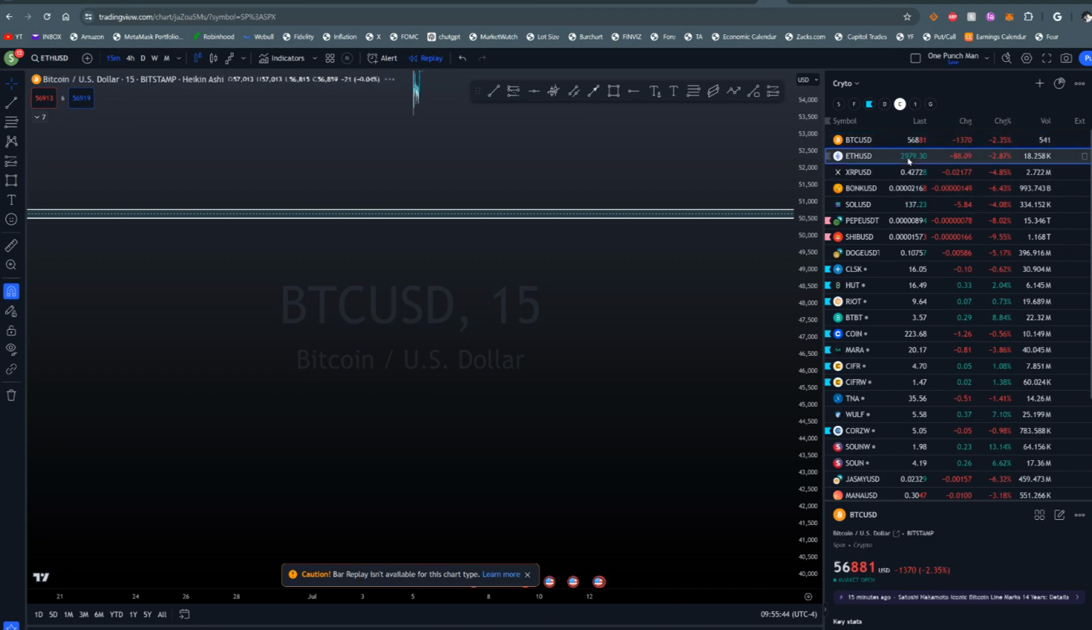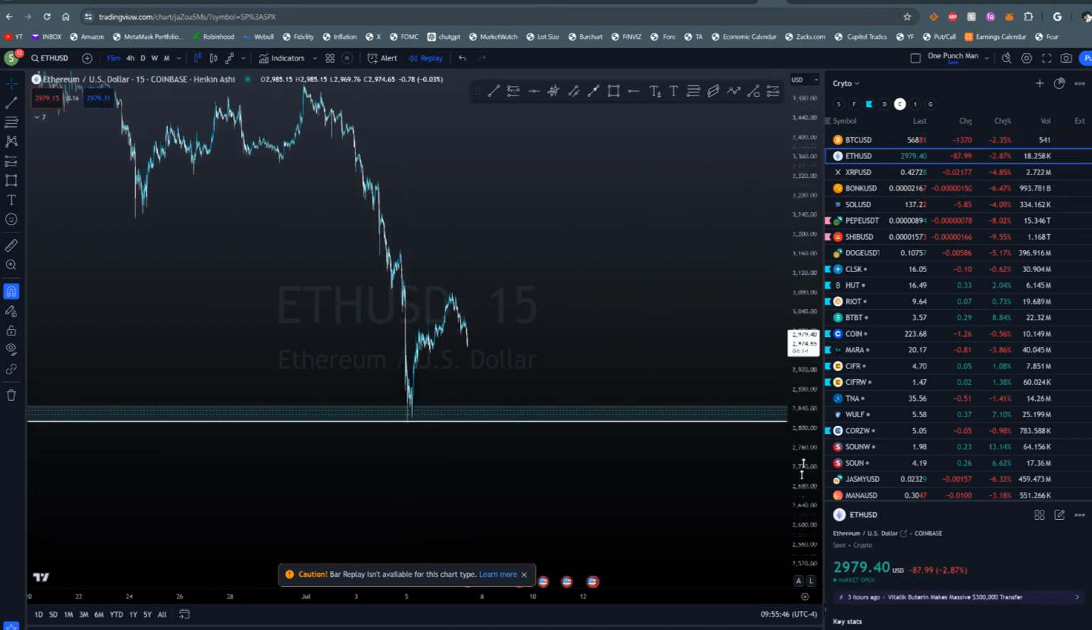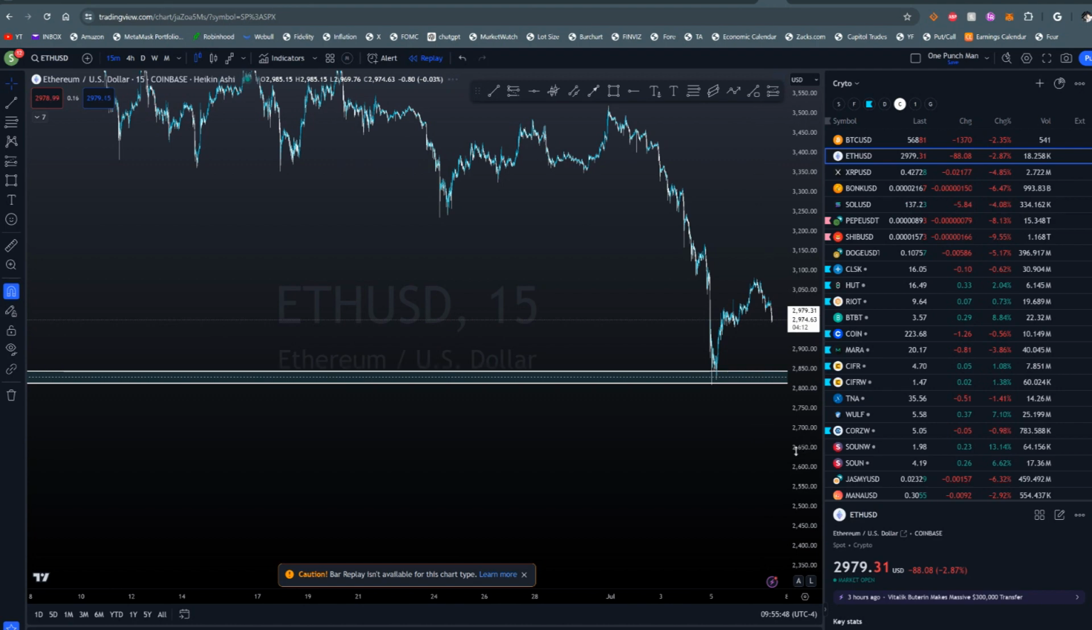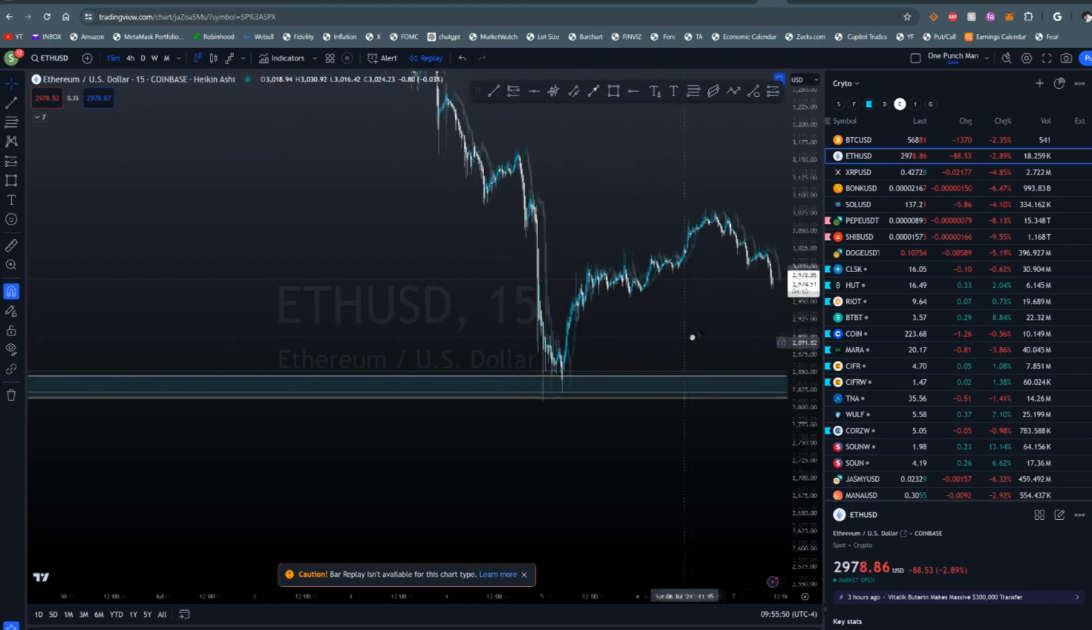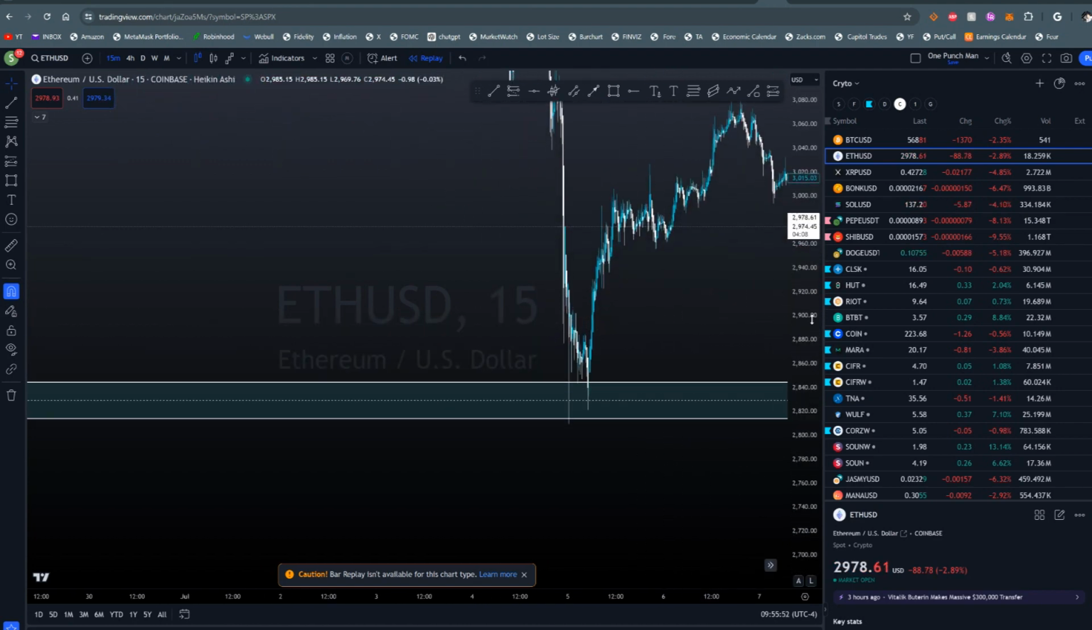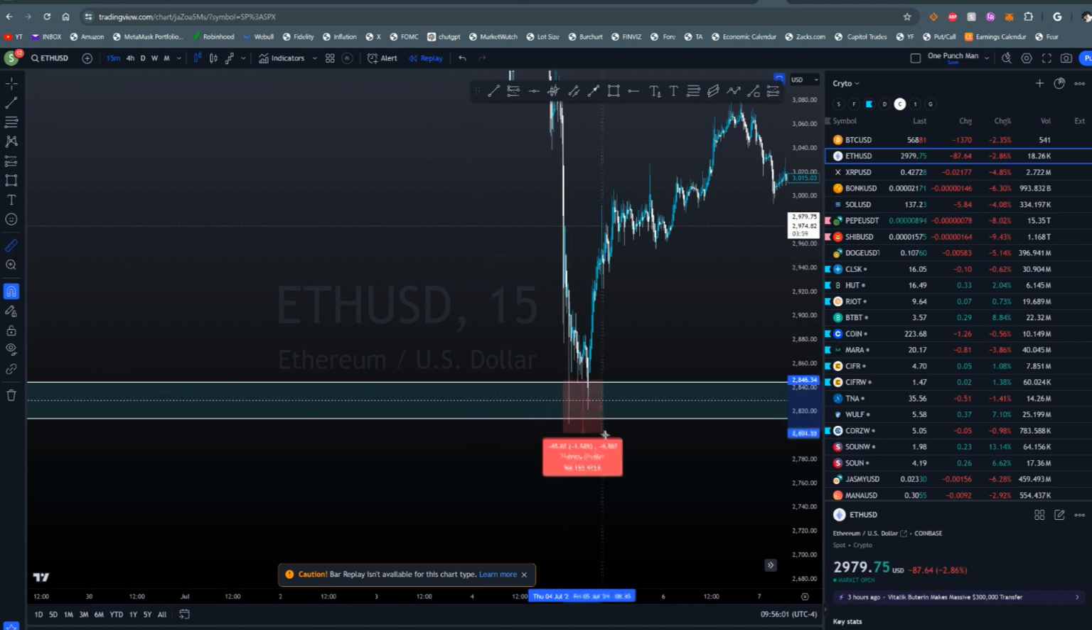Just real quick, this is what you like to see when it hits your support. Ethereum was a perfect example of what I like to see. It came down, yeah, it did break it, but let's say you have a stop loss right here. Most people I know, you guys are not going to put just 1%.